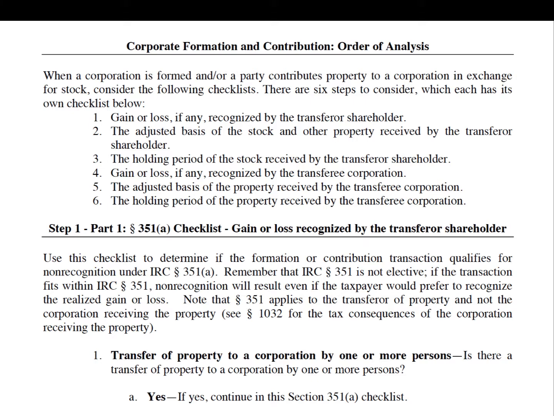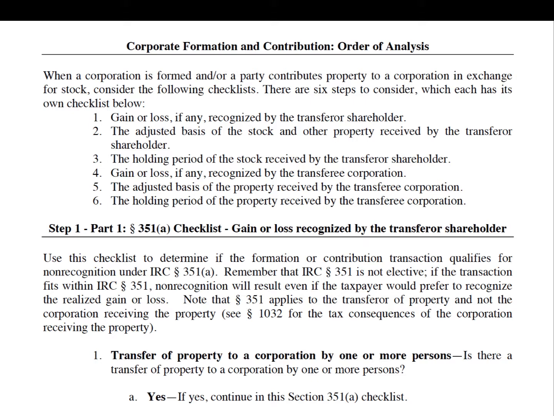So there are 6 steps to consider, and each step has its own checklist. The first is calculating any gain or loss recognized by the transferor shareholder. That doesn't necessarily mean that every transferor shareholder will have gain or loss, but it's the first step that we approach. The next step is to determine the adjusted basis of the stock and other property received by the transferor shareholder. The third is to determine the holding period of the stock received by the transferor shareholder.